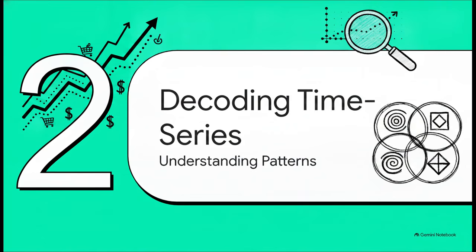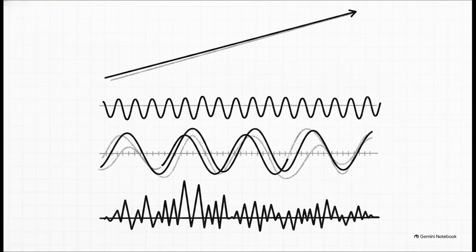Moving on to Section 2, decoding time series data and really understanding those underlying patterns. So before we can even think about building a predictive model, we've got to understand the math hiding inside our raw historical data. Basically, any sales chart you're looking at is really just a combination of 4 distinct elements stacked on top of each other.